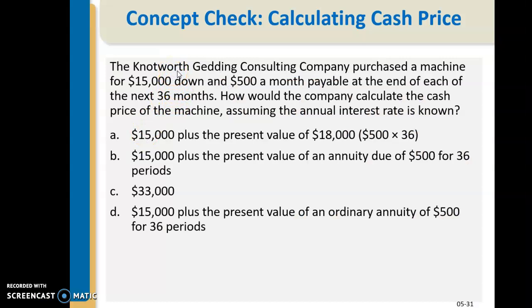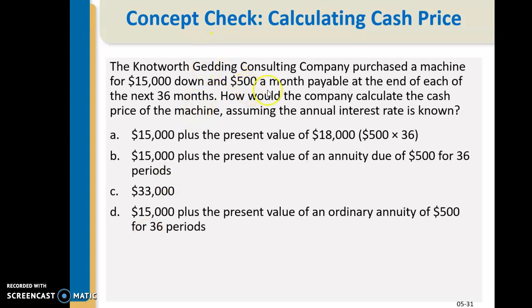Another problem for you, please pause your video and consider this question and select what you think is the correct answer. Then start your video again and check to see if you had the right answer. The Not Worth Getting Consulting Company purchased a machine for $15,000 down and $500 a month, payable at the end of the next 36 months. How would the company calculate the cash price of the machine, assuming that the interest rate is known?